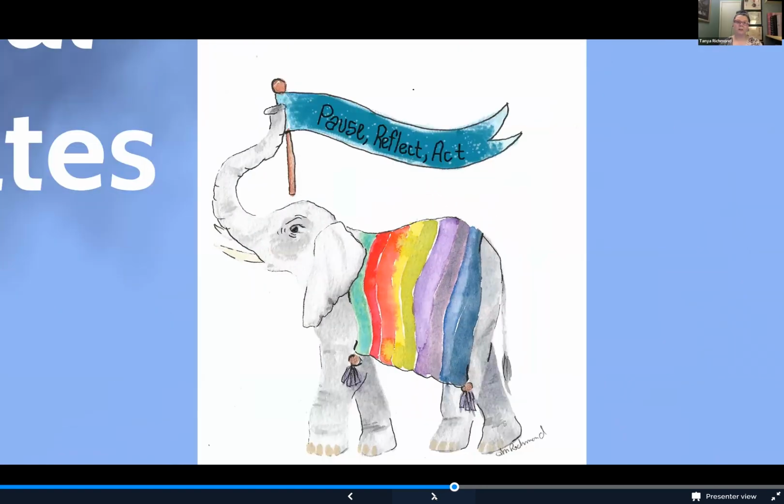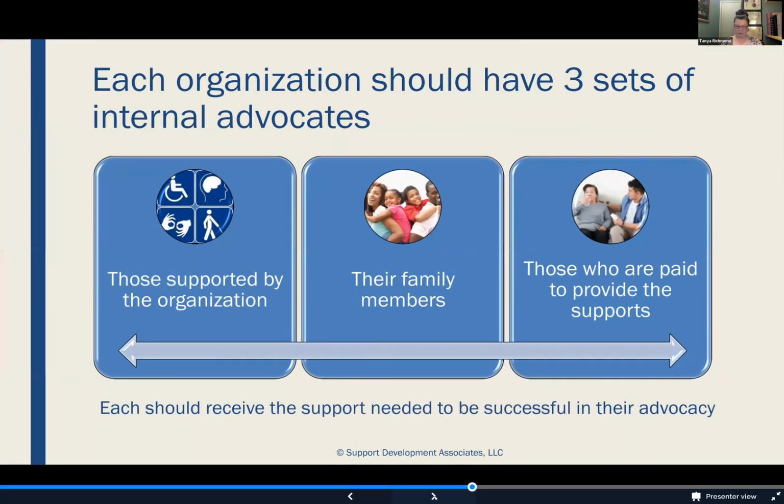Just as a reminder for participants, when you see this elephant that tells you to pause, reflect, and act, it's a signal to you that you can stop your video and think about whatever it is we've just shared with you. Sometimes it's an opportunity to stop and do a worksheet. In this case, it's something we want you to think about that will tie to a worksheet that Bob is going to share with you a little bit later in the presentation. We're going to talk about 3 types of internal advocates.